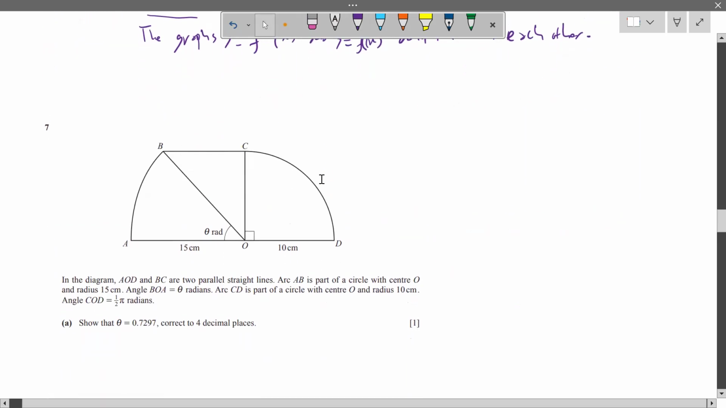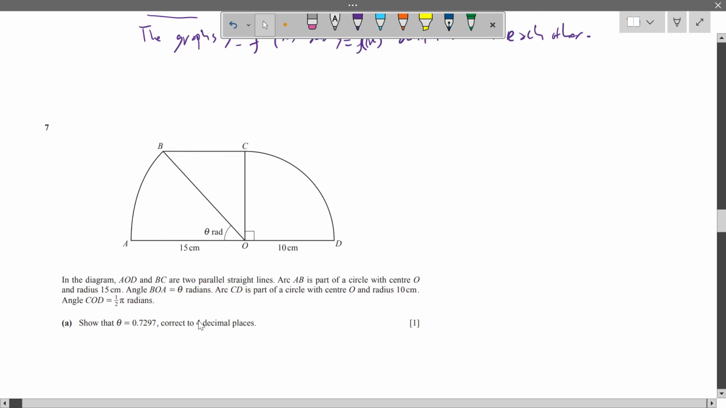All right, first step. In the diagram, AOD and BC are two parallel straight lines. Arc AB is part of a circle with center O and radius 15 centimeters. Angle BOA is theta radians, which we don't know yet. Arc CD is part of a circle with center O and radius 10 centimeters, and angle COD is pi over 2 radians, or 90 degrees. We have to show that theta takes this specific value in radians, correct to 3 decimal places.